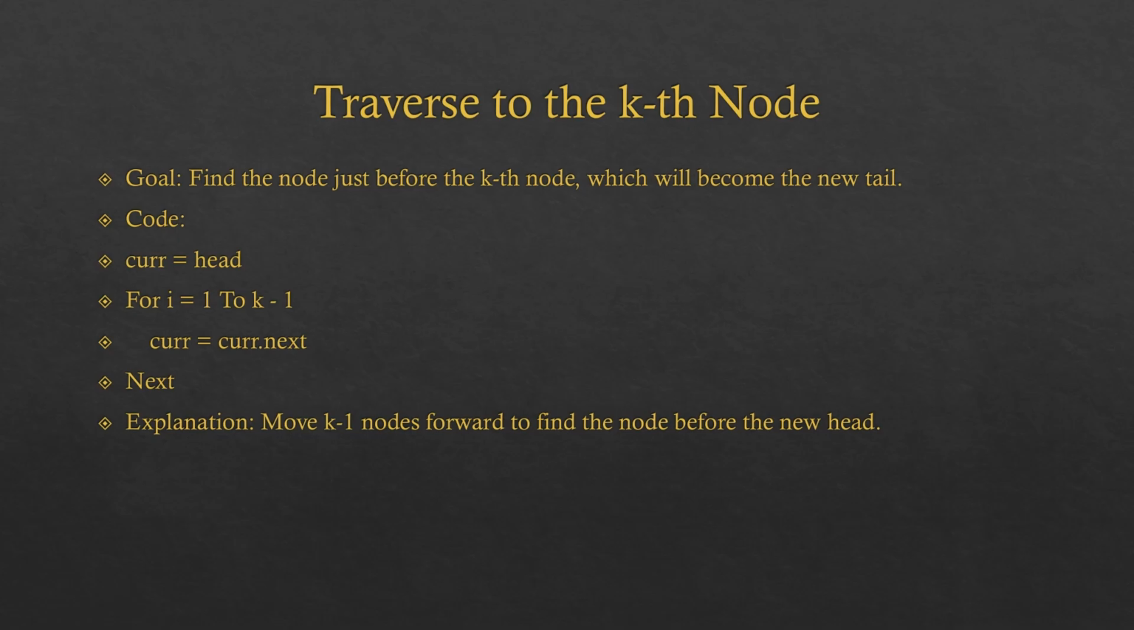Next, we traverse the list to find the kth node. This node will become the last node after rotation. We stop at the node just before the kth node because that will become the new tail.